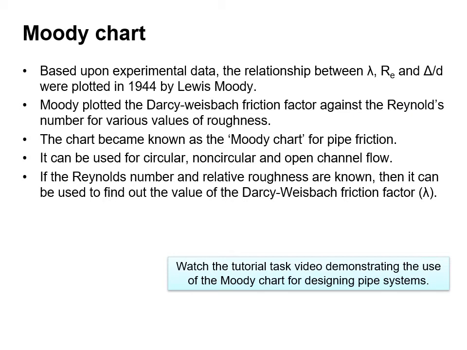Based upon experimental data, the relationship between lambda, the Reynolds number, and the relative diameter were plotted by Lewis Moody in 1944. The chart became known as the Moody chart for pipe friction, and it can be used for circular, non-circular and open channel flow. If the Reynolds number and relative roughness are known, then it can be used to find the value of the Darcy-Weisbach friction factor.